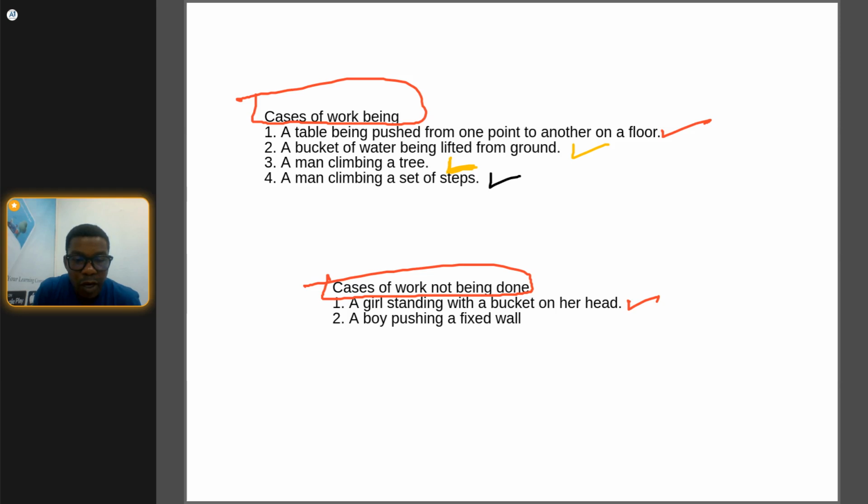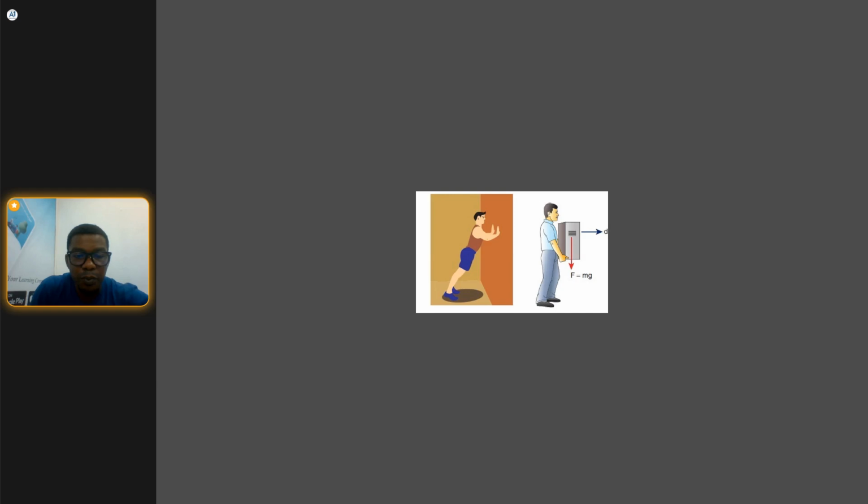A boy pushing a fixed wall. I think we've used a diagram for that. So I think this is what we used the other time. Look at this boy. He's pushing a wall, but the wall is fixed. The wall is not moving.